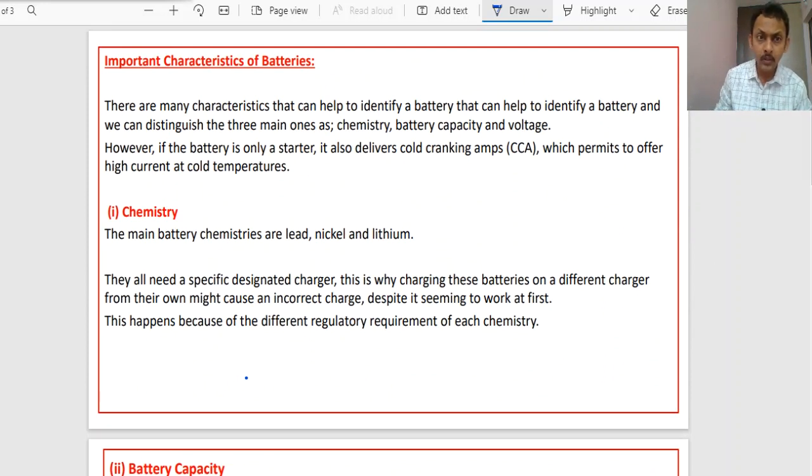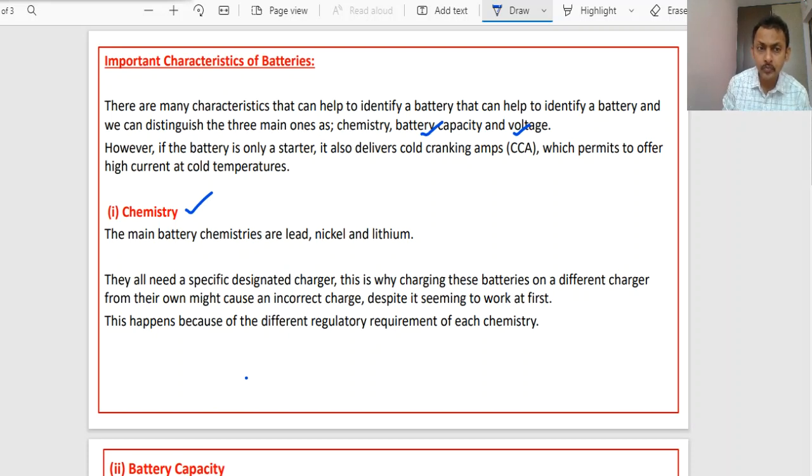Now, these characteristics will be helpful to identify a battery and for which application it can be useful or applicable. The three main ones are its chemistry, the battery capacity, and voltage, right?